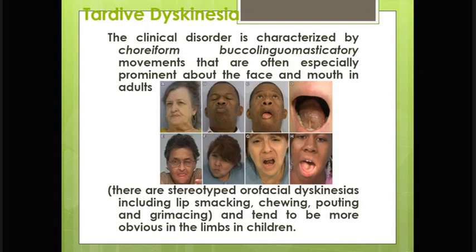So what can we do? For until 4 to 5 years, there was no treatment. But nowadays we use tetrabenazine to treat this type of movement disorder. There are stereotyped orofacial dyskinesias, including smiling, chewing, pouting, and grimacing, and they tend to be more obvious in children, just like in dystonia, which started in the limbs, and usually in the lower limbs.